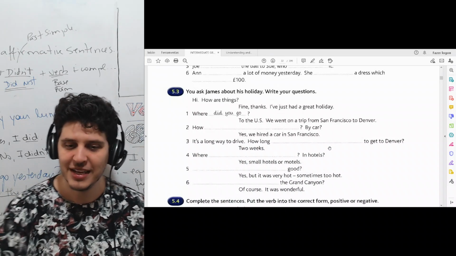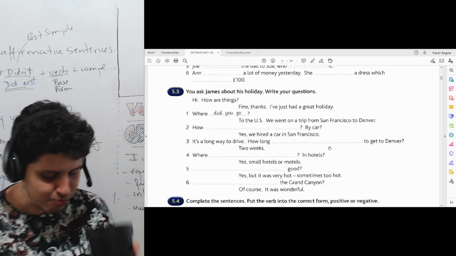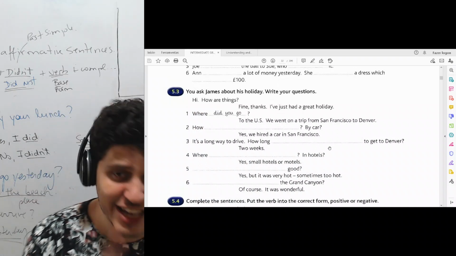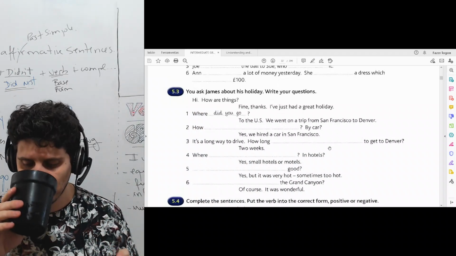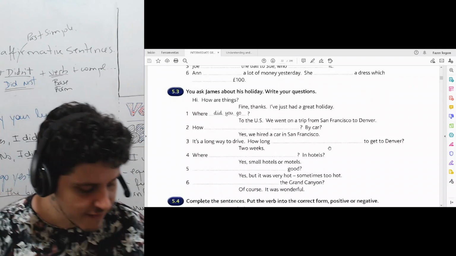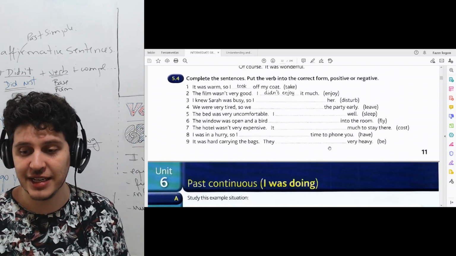Okay, that's 5.3. Let me drink a sip of water. Actually, this is not water. This is beet juice, which is quite delicious.